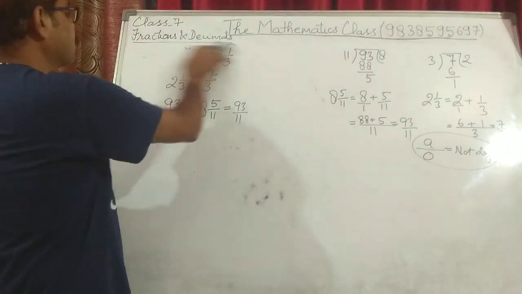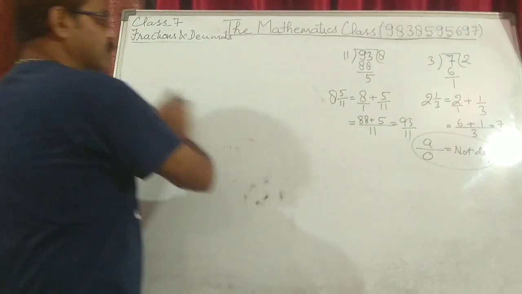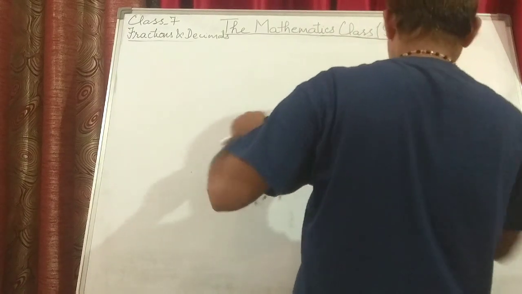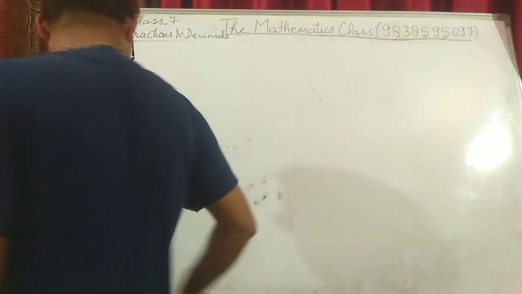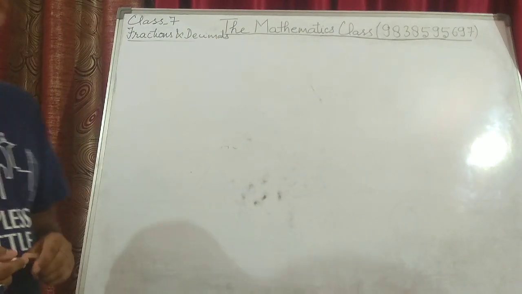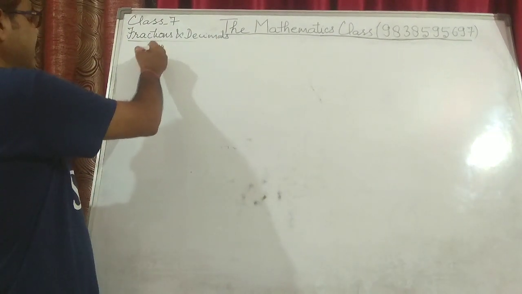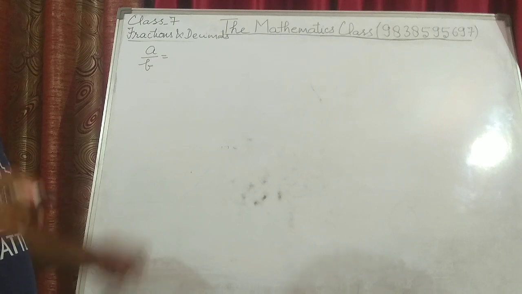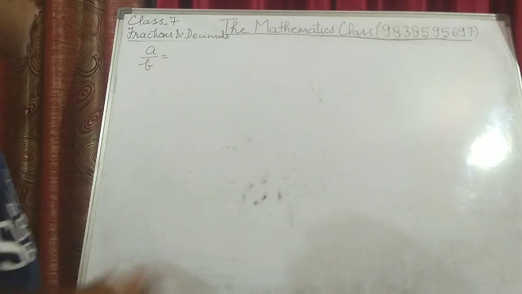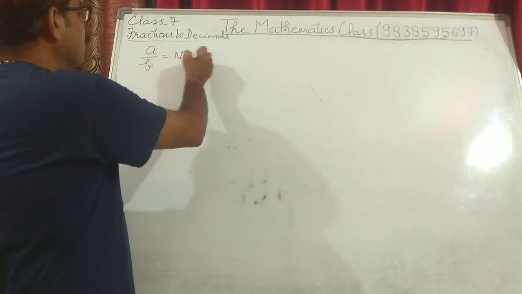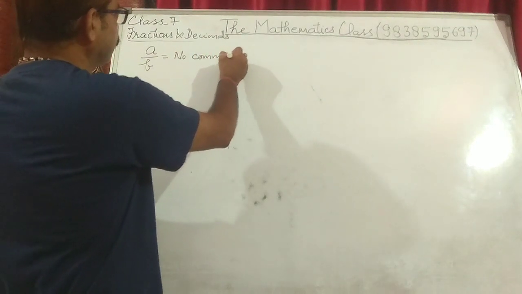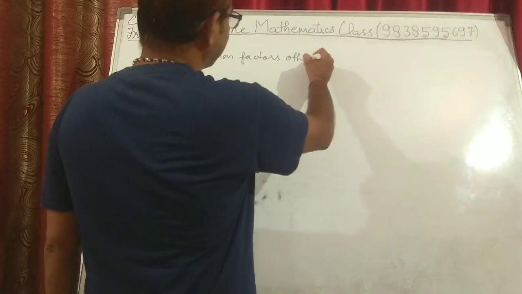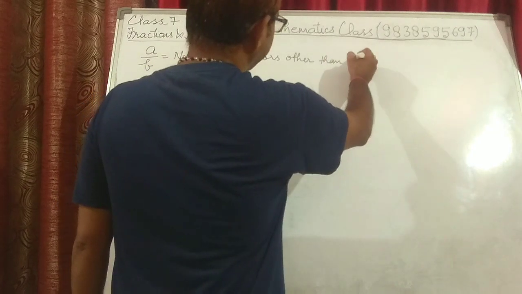Now we will discuss simplest form, which is also known as lowest terms. This you must have studied in previous classes. What is the simplest form? A fraction a upon b is said to be in simplest form if it doesn't have any common factors other than 1.